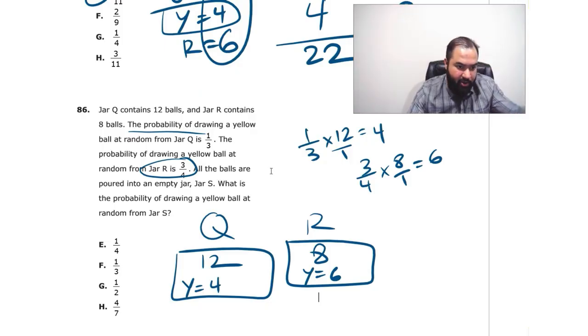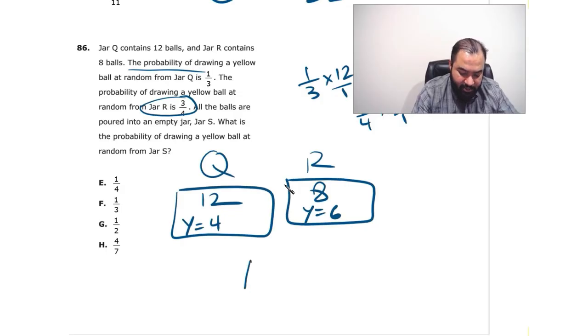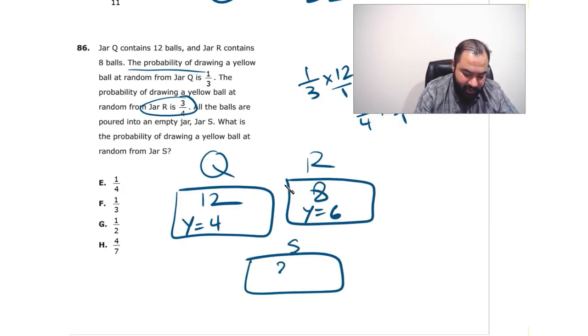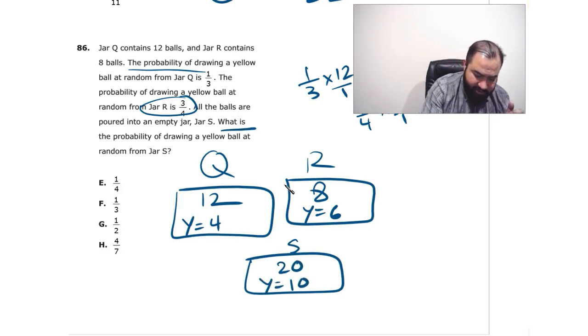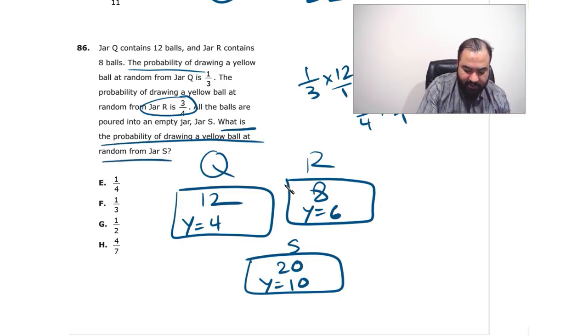Now all the balls are poured into an empty jar S. So now I got another jar S, and we put all the balls there. So 12 and 8, total 20, and yellow is 4 plus 6, 10. Now the question is asking what is the probability of drawing yellow from jar S. It's 10 out of 20. So that's 1/2.